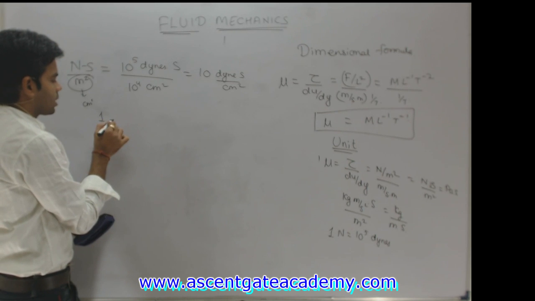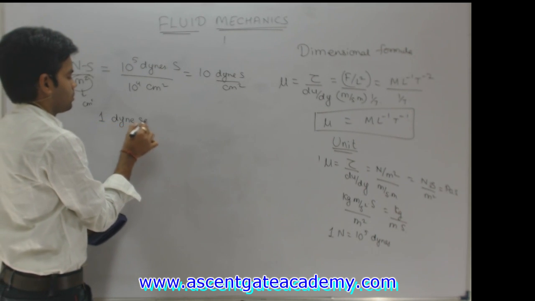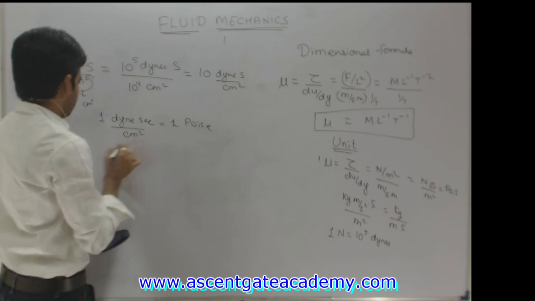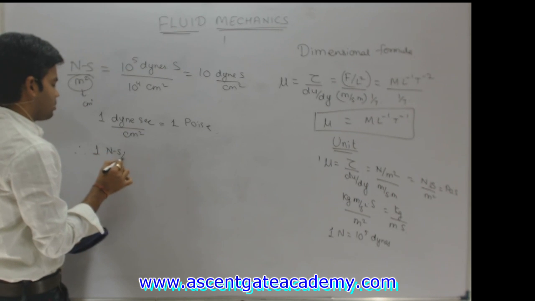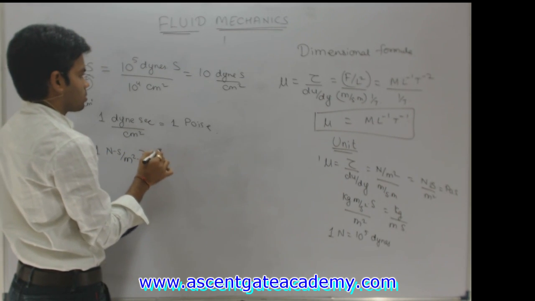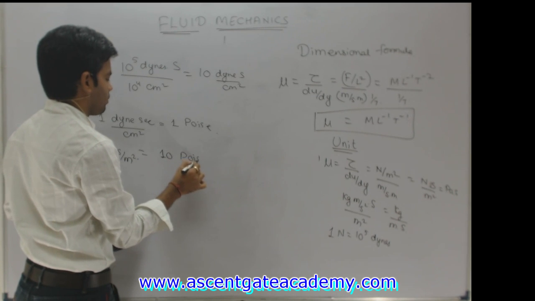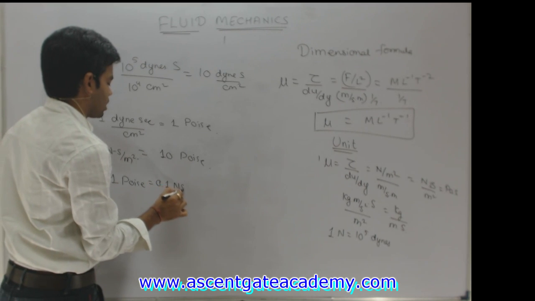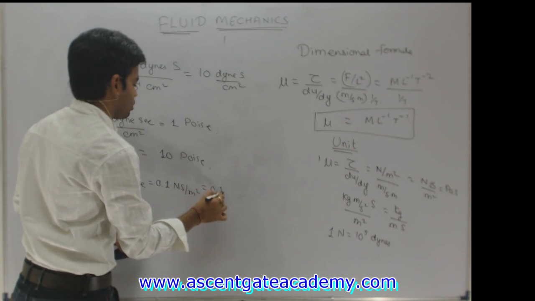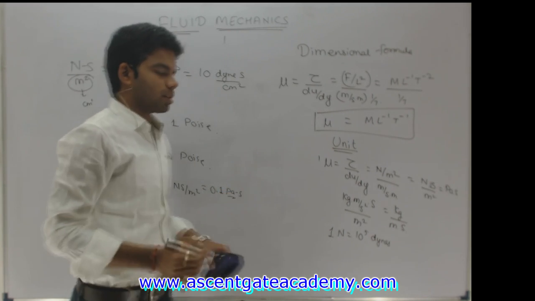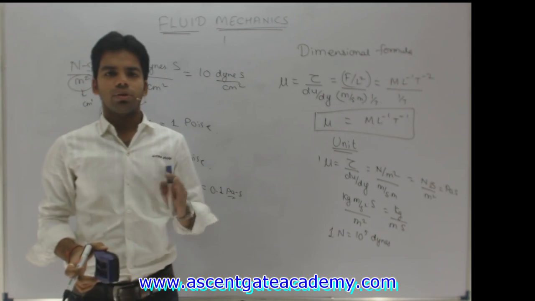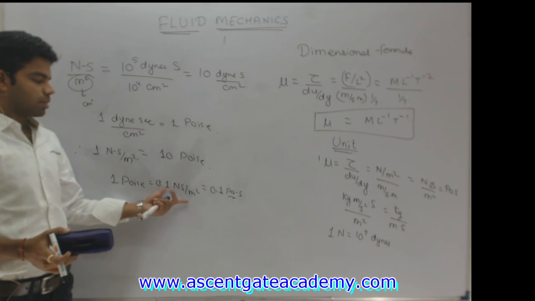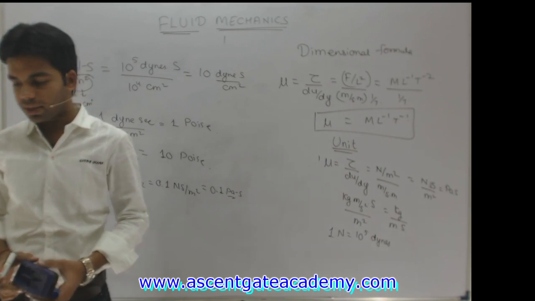And 1 dyne second per centimeter square is nothing but 1 poise. Therefore, 1 Newton second per meter square is equal to 10 poise, or you can say 1 poise is equal to 0.1 Newton second per meter square, or 0.1 Pascal second. So here is an important conversion, because generally the unit of viscosity is given in poise. So if it is given in poise, this 1 poise will be equal to 0.1 Newton second per meter square.